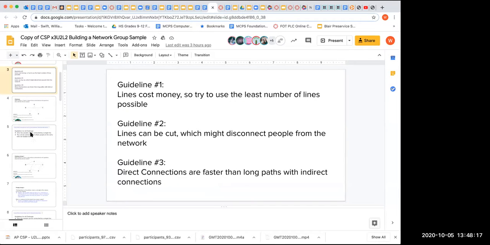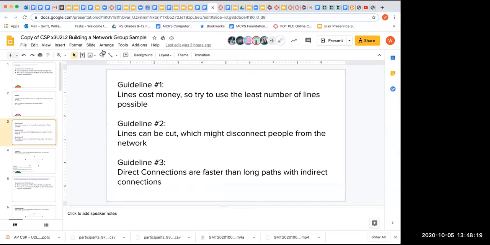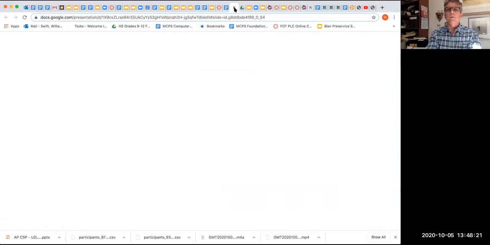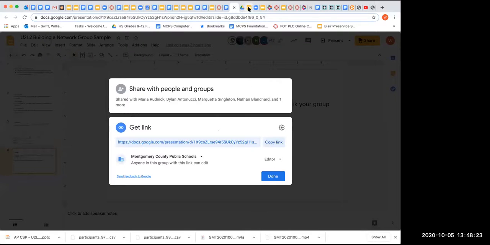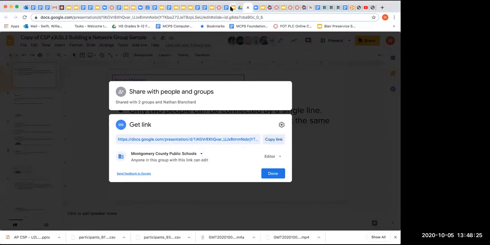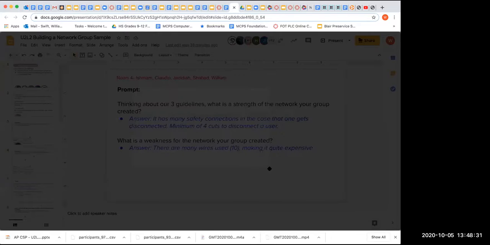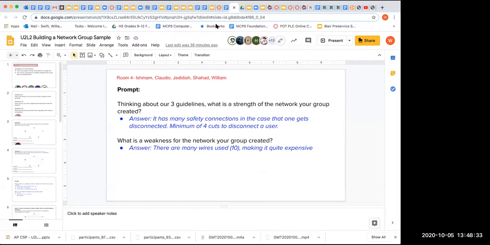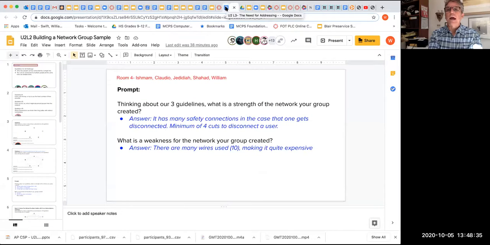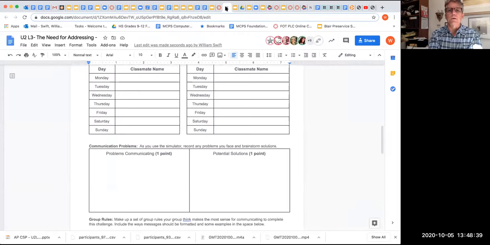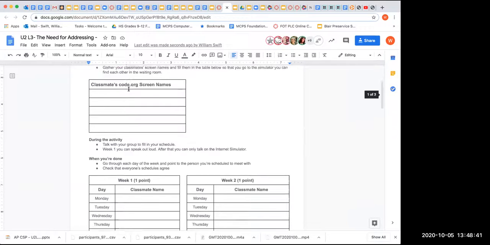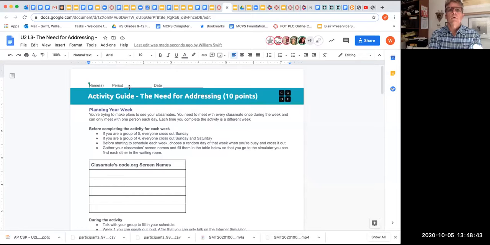I can get the U2L3. Okay, what about the U2L2? That one works. Okay, does everybody have a U2L2 and a U2L3 worksheet? No. Okay, I need you to access that right now and make sure that they work because we've had trouble with this. This is what the L3 looks like. L2 is a series of Google slides.